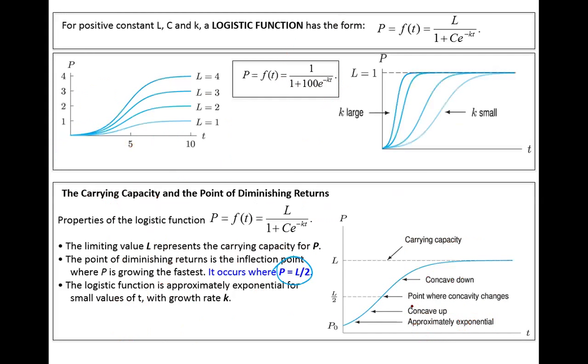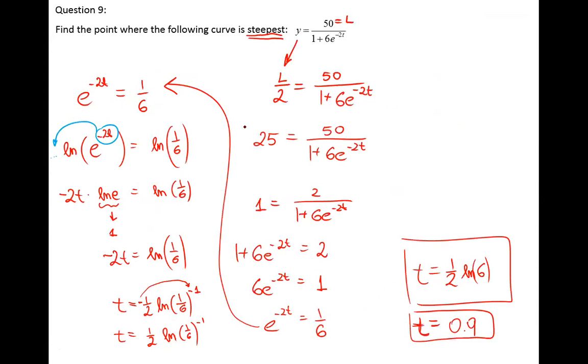Let me come back for a second. The steepest position, which means the point of diminishing returns, is the inflection point where P is growing the fastest. That happens when P is half of the L value. Just remember this, half. Please know where the 25 comes from. It's half of that L value. Then it's everything, it's at the fastest rate. I was trying to explain this.